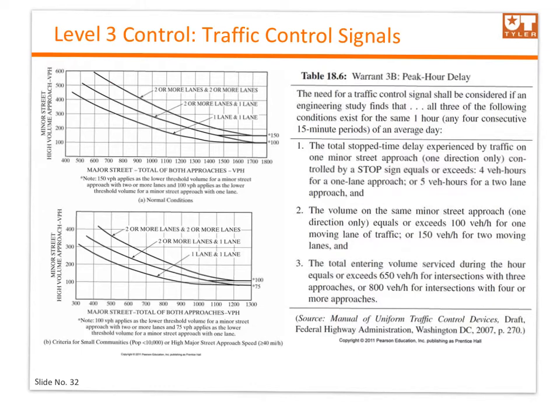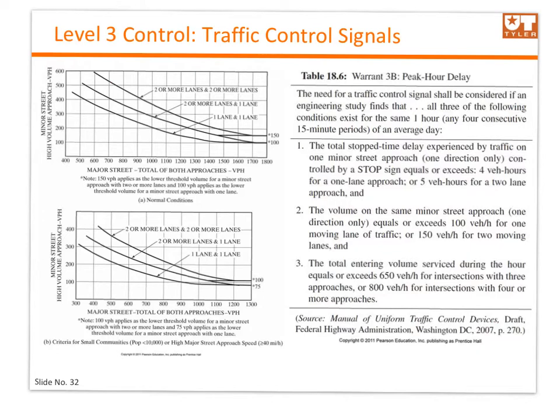The other part of warrant 3, which is 3B, has to do with the delay, and basically the MUTCD says the need for a traffic control signal shall be considered if an engineering study finds that all 3 of the following conditions exist for the same 1 hour. That 1 hour is defined as any 4 consecutive 15-minute periods on an average day.